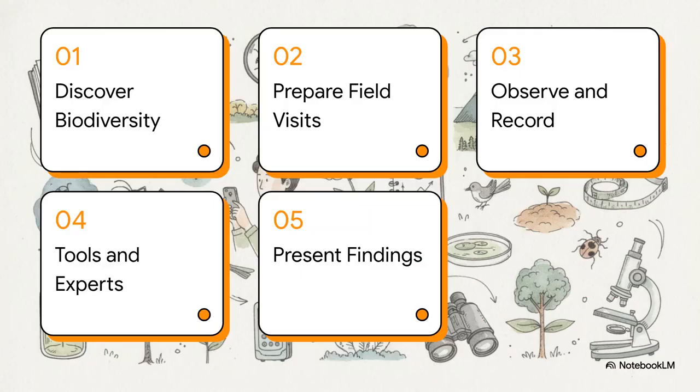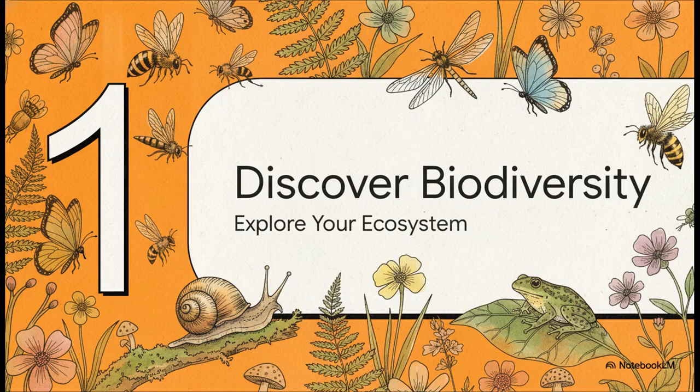So here is our roadmap for the explainer. We'll be hitting 1. Discovering local biodiversity. 2. Preparing for field visits. 3. Observing and recording nature. 4. Using tools and experts. And finally, 5. Presenting your findings. Let's get into it. Section 1.